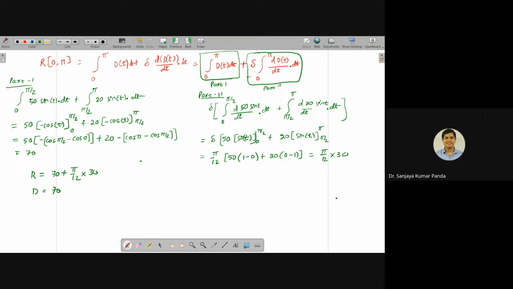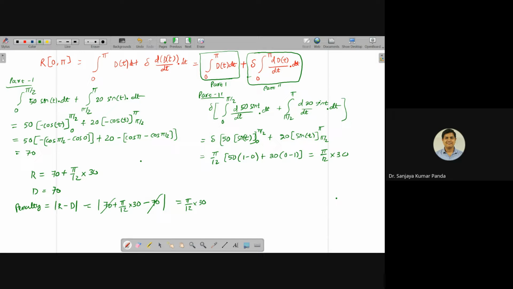The demand is 70. So there is a formula for penalty. Penalty is equal to the absolute difference between R minus D. What is the R value here? 70 plus pi by 12 into 30 minus D, which is 70. And this is absolute value. Even if you are getting negative, you have to make it positive. So 70 is going to be cancelled out, and you will get pi by 12 into 30.